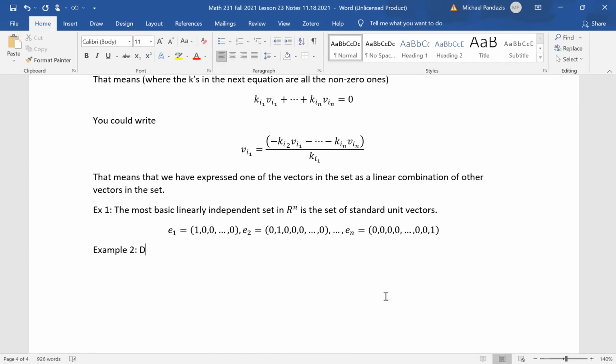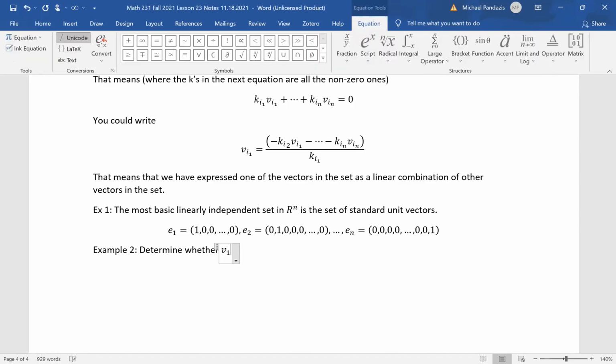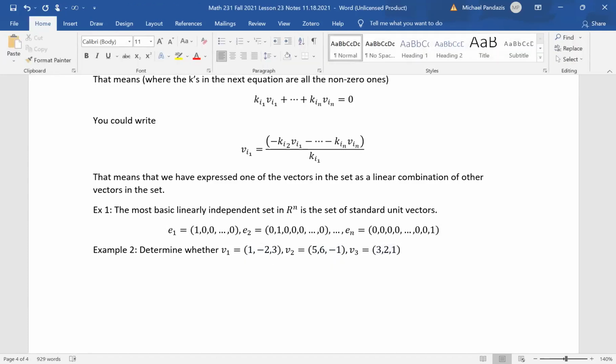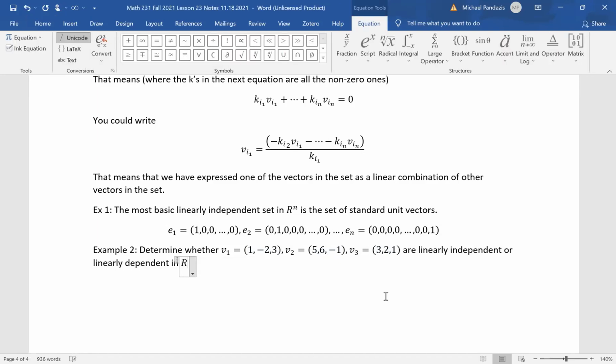Example 2. Determine whether v1, which is equal to (1, -2, 3), v2, which is the ordered triple (5, 6, -1), and v3, which is equal to the ordered triple (3, 2, 1), are linearly independent or linearly dependent in R3.